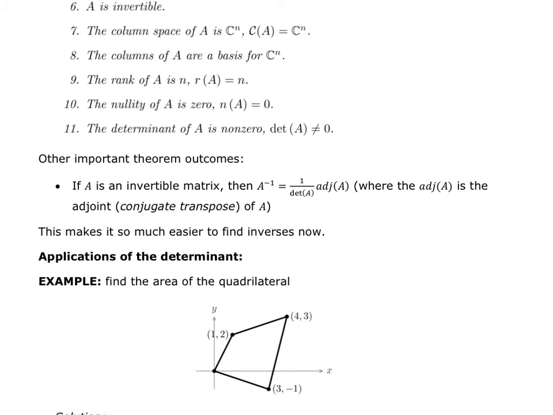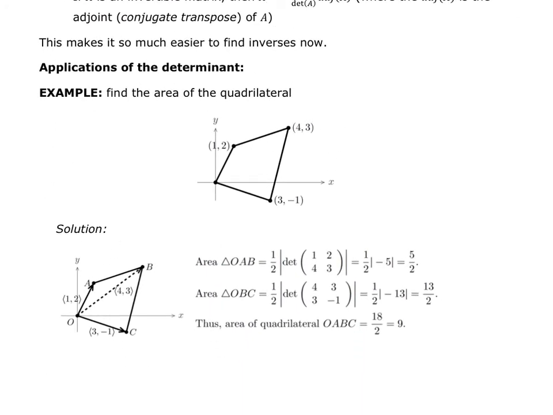Now, determinants in and of themselves are pretty interesting, but there are some real-life applications. So let's take a look at some of the applications. Suppose we have this quadrilateral and we want to find its area. Then what we do is we cut it into 2 triangles. My first triangle starts at O, goes to A, and ends at B. I have this ordered pair at A, which is (1, 2), and this ordered pair over here, which is (4, 3).